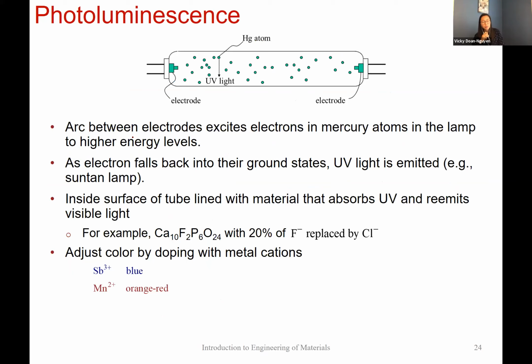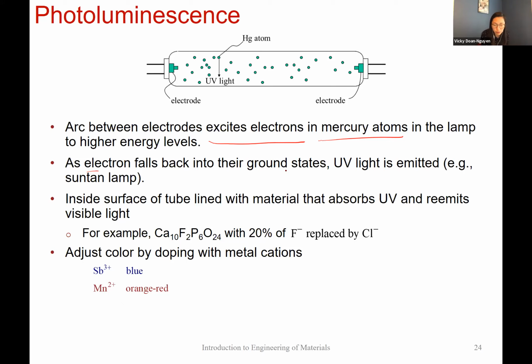So when we talk about photoluminescence, we're talking about systems where you can use photons to illuminate and cause some sort of optical property change. Here we can talk about this example where an arc is created between two electrodes, which can excite electrons in, let's say, a mercury lamp, and get them to a higher energy level.